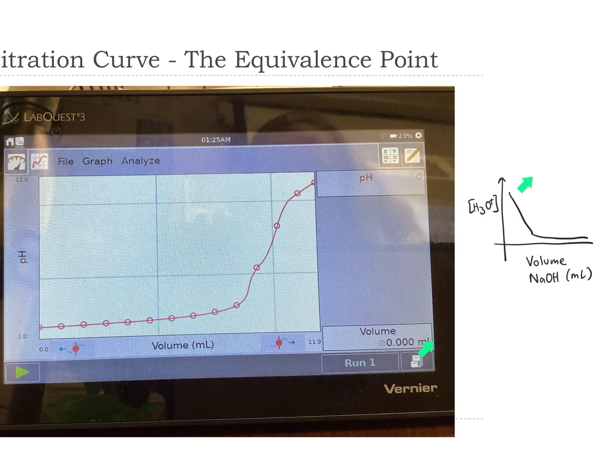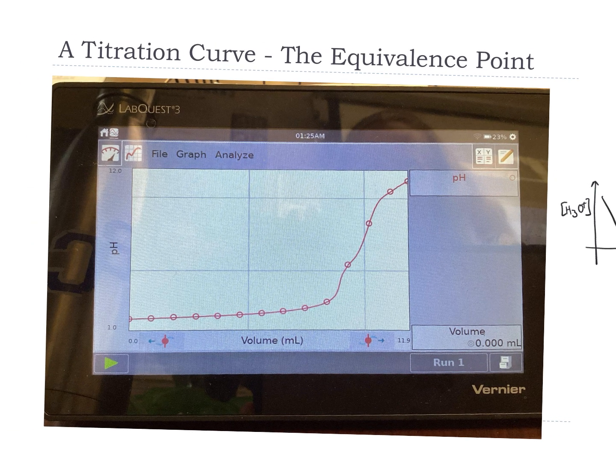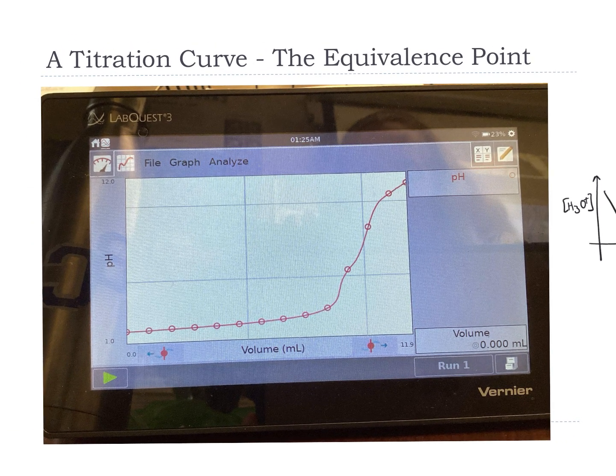So if we take this graph and we transform it here, so that instead of putting the hydronium concentration on the y-axis, we instead put the pH on the y-axis, and that pH we just get by doing negative log of the hydronium or hydrogen concentration. Then we get a graph that looks more like this. This actually was just me doing this with one of the class's data.